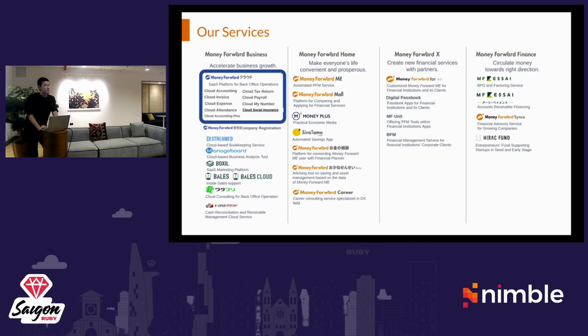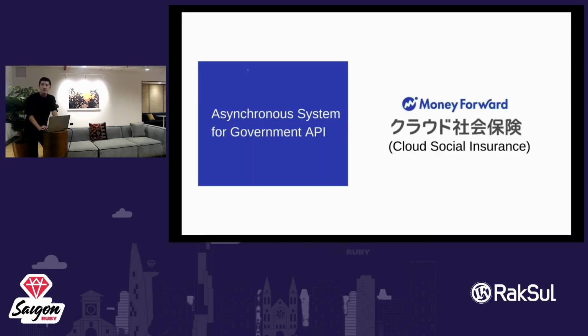We are providing many services, and we have 4 sections. The B2B section is called Money for Business. Actually, this presentation is about the B2B section. Also Money for Home, which is the B2C section, and Money for X, which is the B2B2C section and financial section. Today's topic is about the B2B section, and the product name is Money for Cloud Social Insurance.